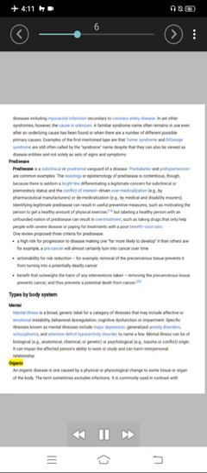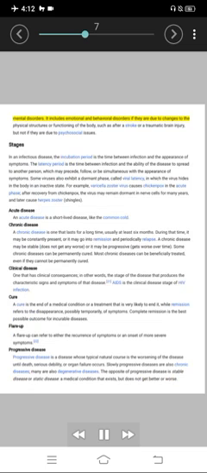Organic. An organic disease is one caused by a physical or physiological change to some tissue or organ of the body. The term sometimes excludes infections. It is commonly used in contrast with mental disorders. It includes emotional and behavioral disorders if they are due to changes to the physical structures or functioning of the body, such as after a stroke or a traumatic brain injury, but not if they are due to psychosocial issues.